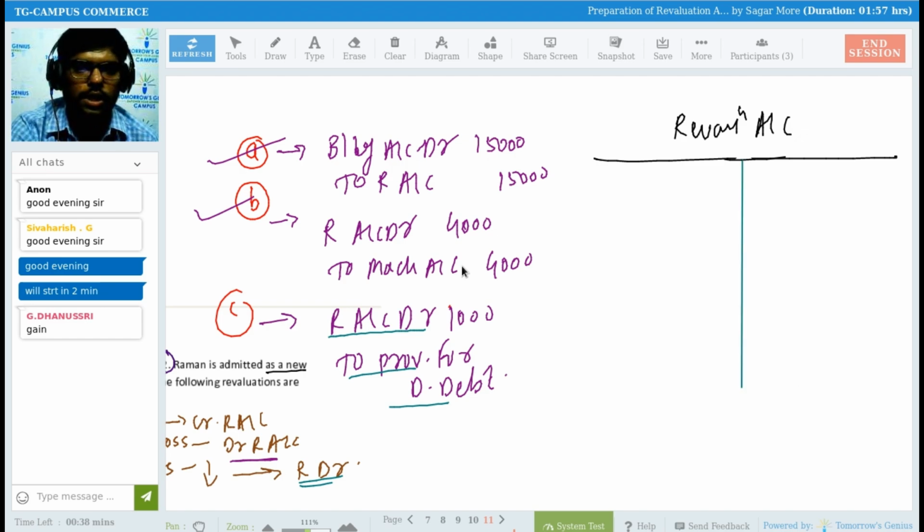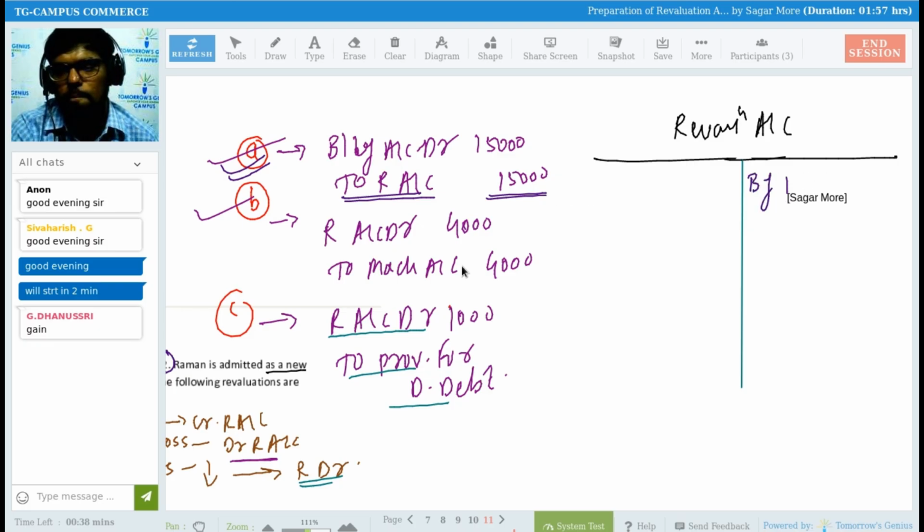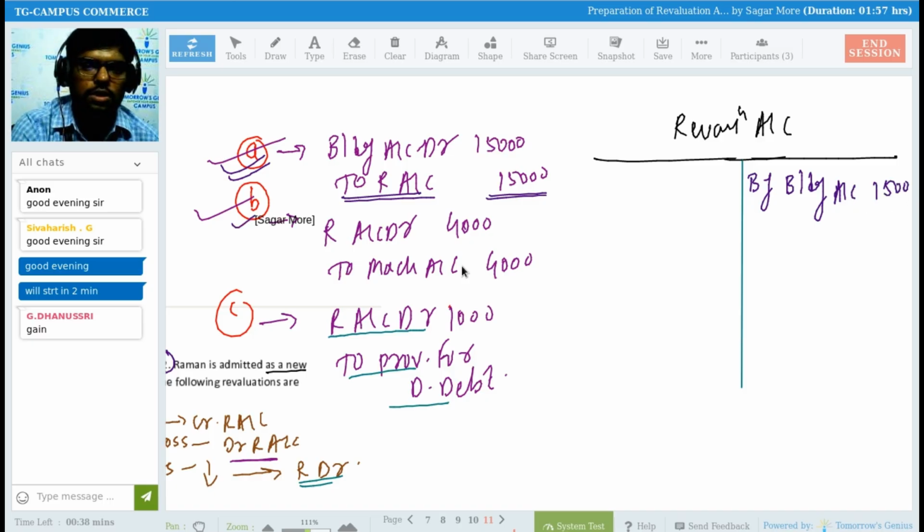Okay. So in the first journal entry, revaluation account, credit or debit? Credit. So I need to record on the credit side only. Revaluation account gets credit, so I need to record on the credit side by building account. How much? 15,000. So adjustment number B.